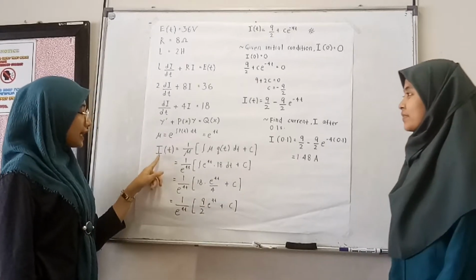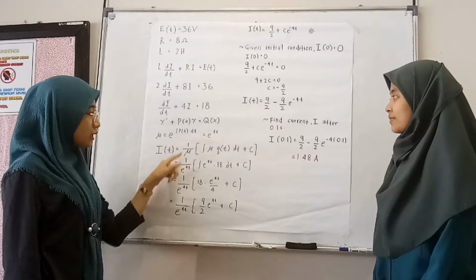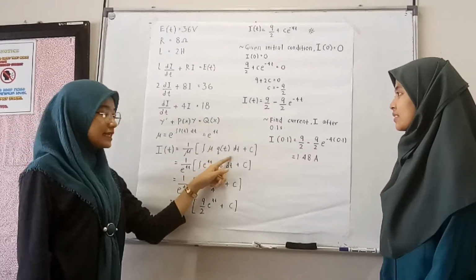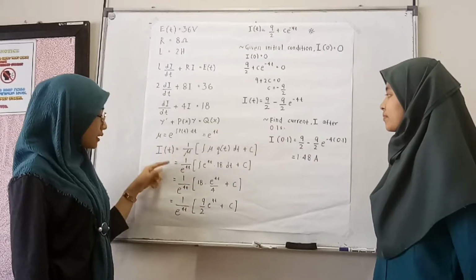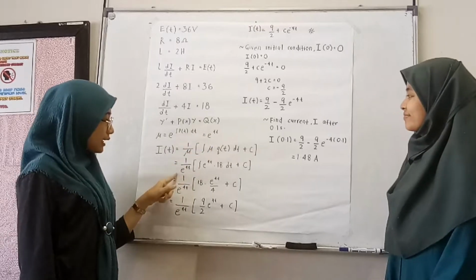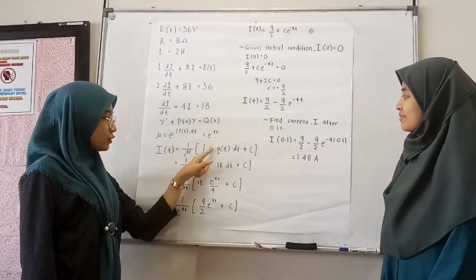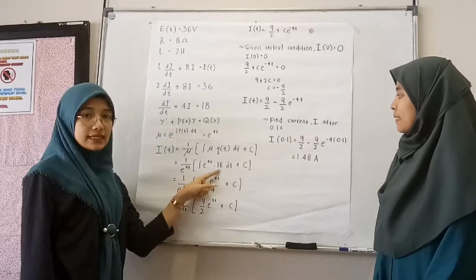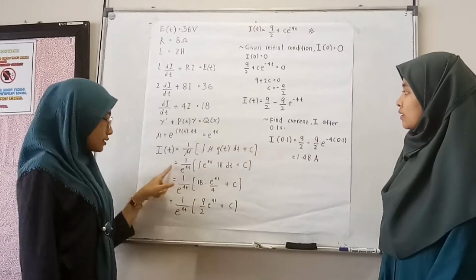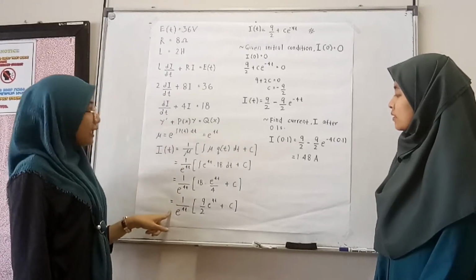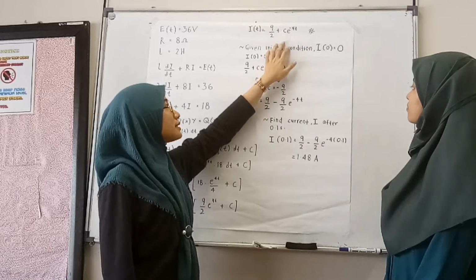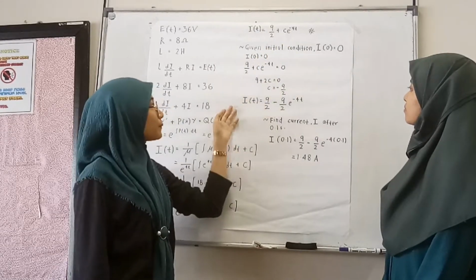So I(t) is equal to 1 over mu times the integral of mu times q(t) dt plus C. Next, we substitute mu, which is e to the 4t, and the integral of e to the 4t times 18, which is q(t), dt, plus C. Next, we solve it, and then we get I(t) equal to 9 over 2 plus C e to the negative 4t.